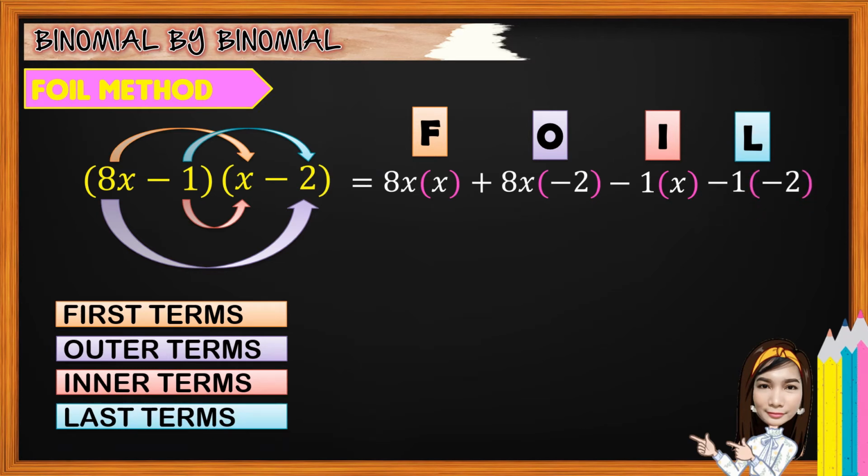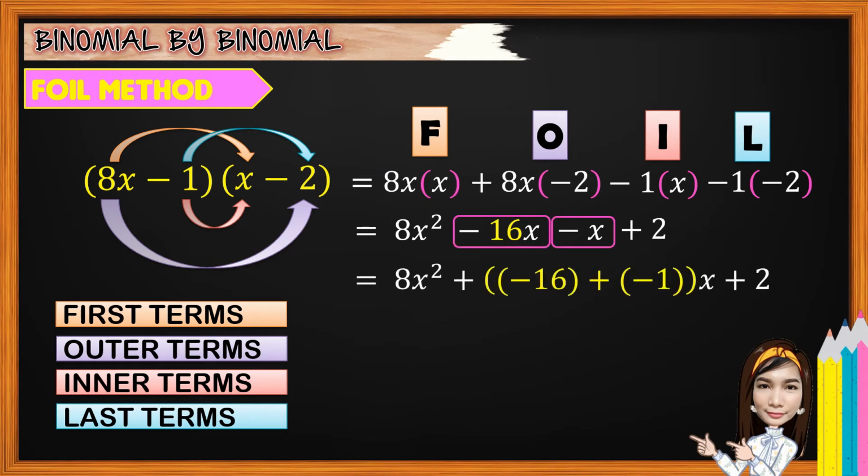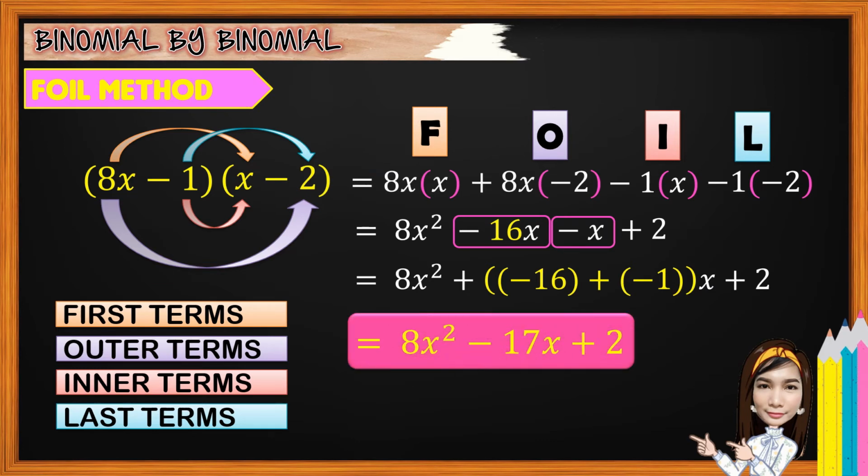Now as you notice, we write the solution in horizontal form. Then perform multiplication. 8x times x is equal to 8x squared. 8x times negative 2 is equal to negative 16x. Negative 1 times x is equal to negative x. Negative 1 times negative 2 is equal to positive 2. Then combine similar terms. So we have 8x squared plus, add the numerical coefficients, negative 16 plus negative 1. So the product is 8x squared minus 17x plus 2.